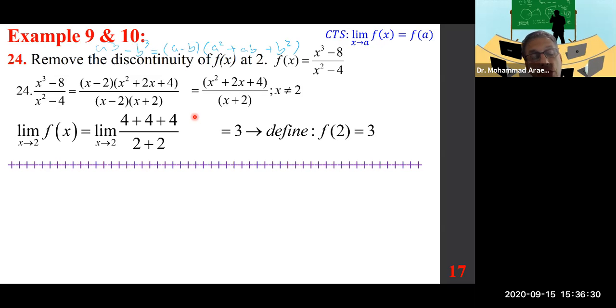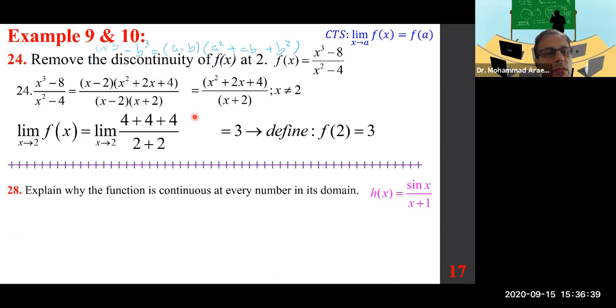All right. So, in short, find the limit and set it equal to the functional value.